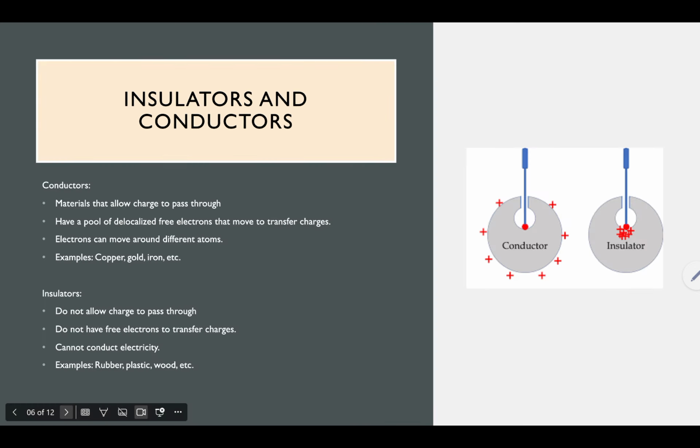Insulators and conductors. We know that conductors are materials that allow charge to pass through. They have a pool of delocalized free electrons that move to transfer the charge, and the electrons can move around different atoms like copper, gold, iron, and so on. Insulators, however, do not allow the charge to pass through. They do not have free electrons to transfer the charge, so they cannot conduct electricity, like rubber, plastic, and wood.